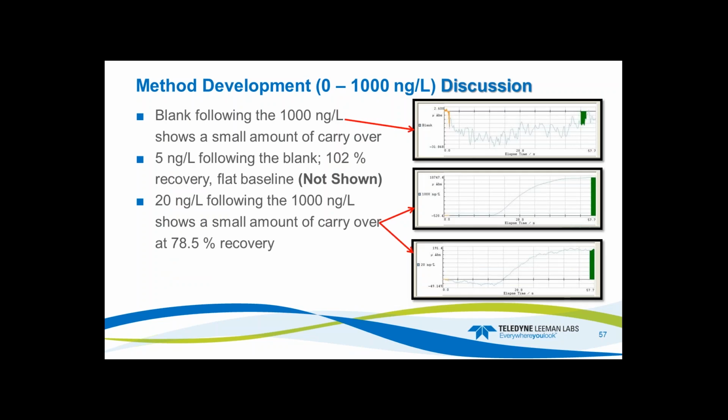So the blank following the 1,000, again, like I discussed, shows a little bit of carryover, not a lot. The 5 following the blank had a nice response. It's not showing, but it was 102%. And then again, the 20 following the 1,000 showed a small amount of carryover at a 78.5% recovery.